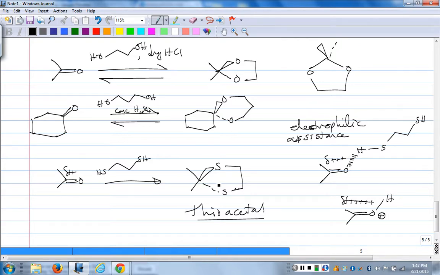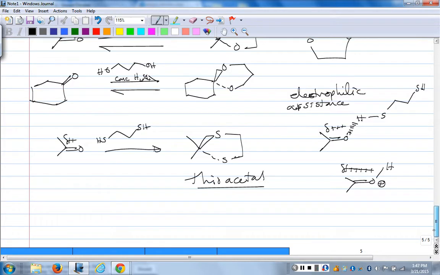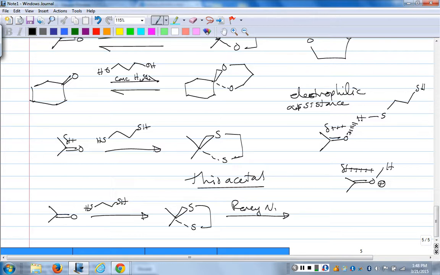It turns out that, as we'll see in a little while, this particular reaction, in fact, I might as well do that now. If I wanted to reduce a carbonyl into an alkane, or to methylene, what I would do is treat it with the dithiol. And what that does is it gives you the thioacetal. Thioacetals can be treated with Raney nickel, and that will generate the corresponding methylene compound.